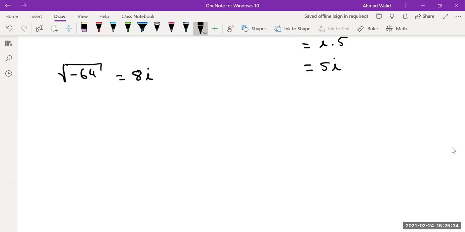Then the square root of -64 becomes what? i. Correct? This is all about imaginary numbers. After you learn what an imaginary number is, let's now discuss complex numbers.